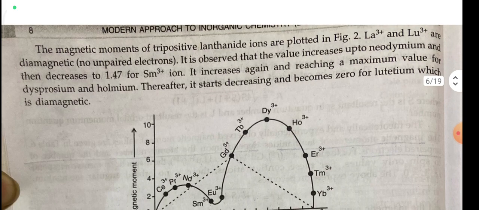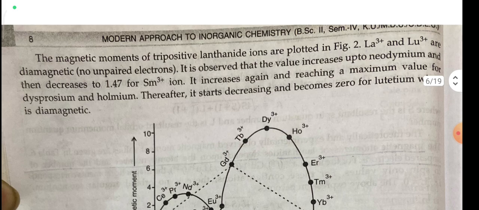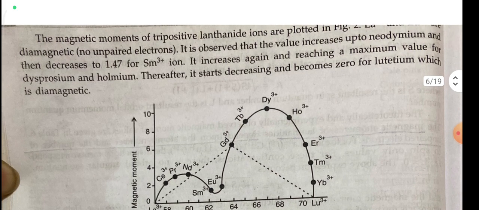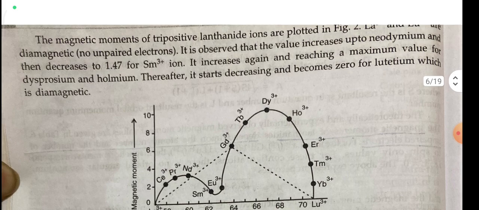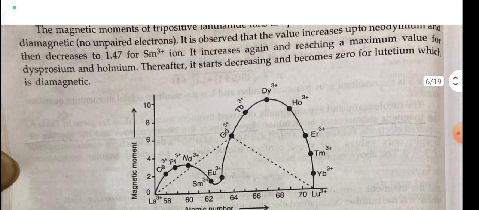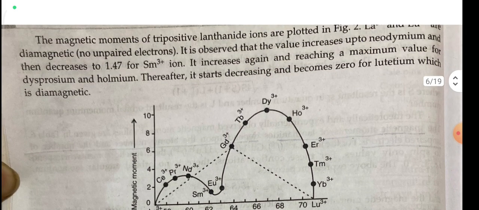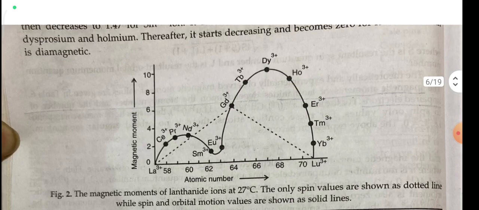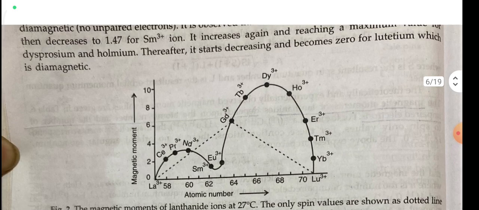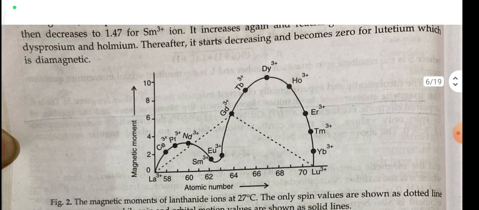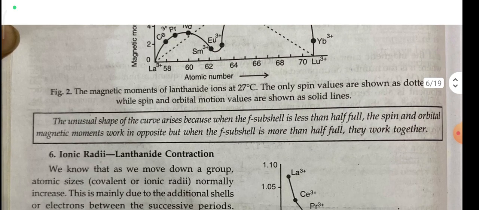The magnetic moments of tripositive lanthanide ions are plotted in the figure. Lanthanum 3+ and lutetium 3+ are diamagnetic, with no unpaired electrons. It is observed that the value increases up to neodymium and then decreases to 1.472 at the Sm 3+ ion. Then it increases again, reaching the maximum value for dysprosium and holmium. Thereafter, it starts decreasing and becomes 0 for lutetium, which is diamagnetic.